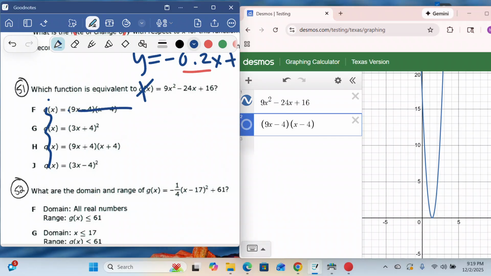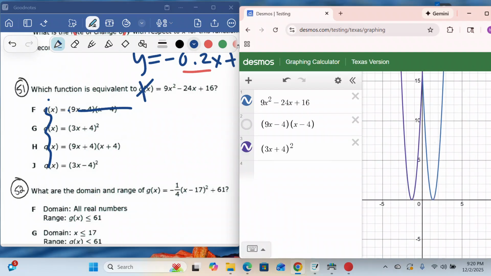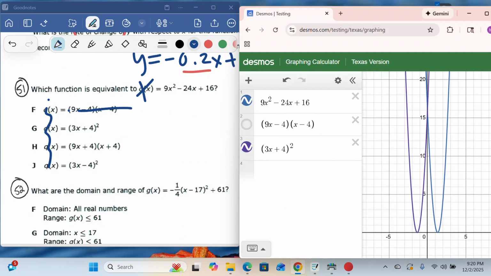And of course, I like to leave them there because what happens if none of them are correct, then that means an inputting error happened. So I'm going to go 3x plus 4, close parentheses, quantity squared. And that one looks like it, but they're not right on top of each other, so this one would be wrong too.